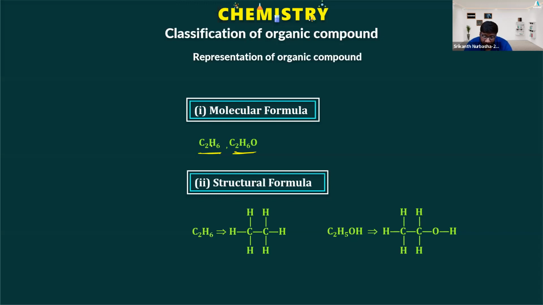So C2H6 means we get an idea there are 2 carbons and 6 hydrogens. C2H6O means there are 2 carbons, 6 hydrogens and 1 oxygen. Whereas structural formula indicates that C2H6 has 3 CH bonds on each carbon and 1 CC bond; each carbon involves 3 CH bonds and the carbon-carbon single bond is there. C2H5OH means here we have CH3, CH2OH. So whenever the types of bonds are explained, that gives an idea regarding the structural formula.